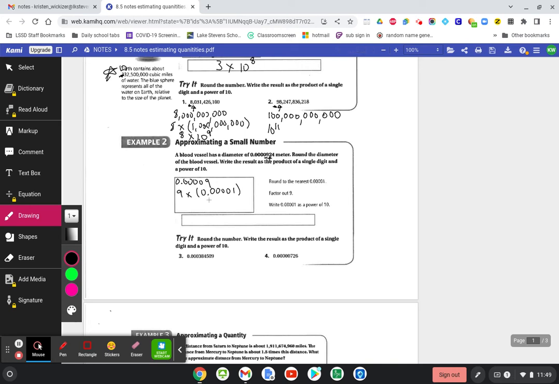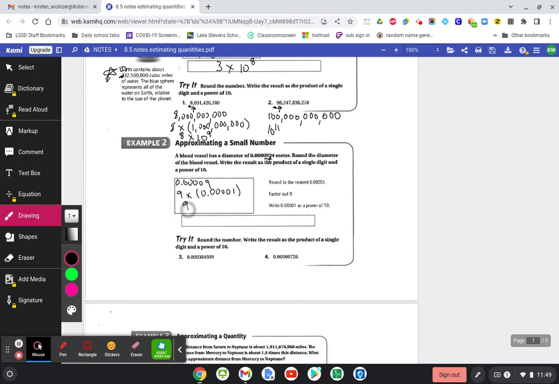And then we're going to count how many places we would have to move the decimal over. So if I count here, and I move the 1, 2, 3, 4, 5 places, then I would get my decimal over here. So it would be 9 times 10 to the 5th power. Okay, so we're wanting to move the decimal over so that we can figure out how many places we had to move it to get the decimal to end up over here at the end.